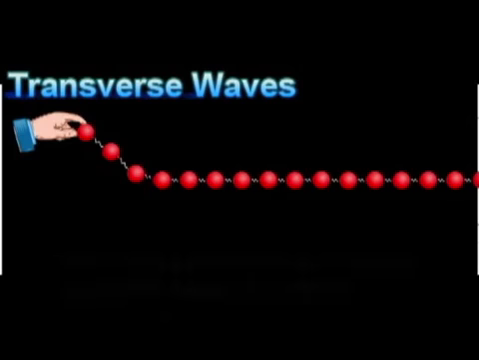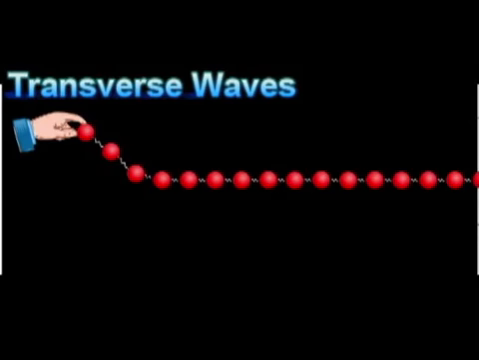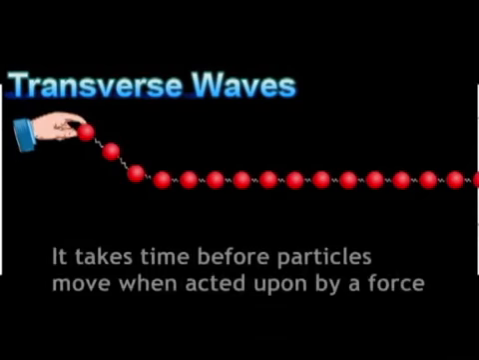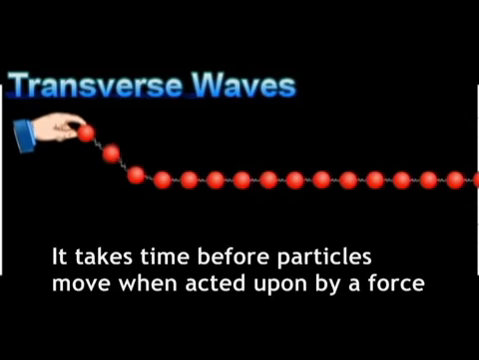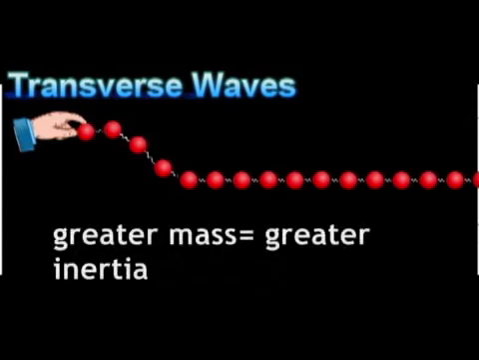The particles of the medium do not move at the same time because of inertia. Inertia is the tendency of objects to resist change in motion. Because of inertia, the particles appear like giving a delayed reaction. It takes time before they could move when acted upon by a force. When the particles are heavier, they tend to have greater inertia. Waves move slower when the medium has greater mass.